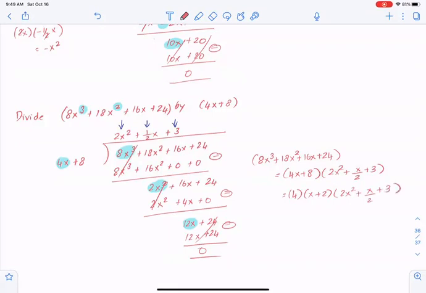There is no way I could have come up with these 3 factors for the given polynomial without knowing the divisor 4x plus 8.